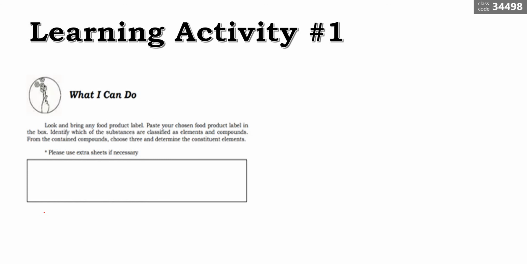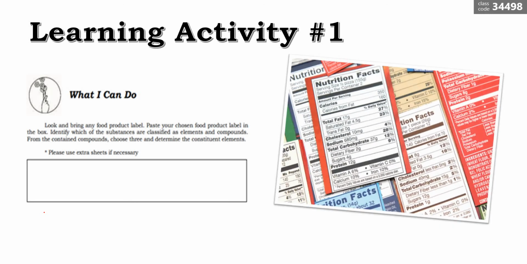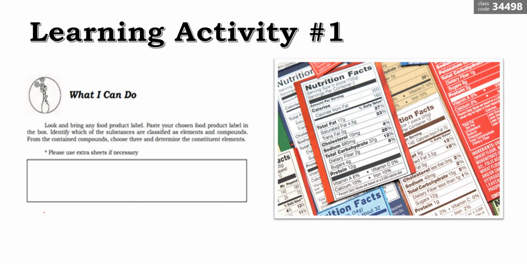So let's have the learning activity number 1. What can I do? Look and bring any food label. Paste your chosen food product label in the box. Identify which of the substances are being classified as elements and compounds. From the contained compounds, choose 3 and determine the constituent elements. Okay, here is an example. So this is called the food product label, or the so-called nutrition facts. Okay, you can do that.